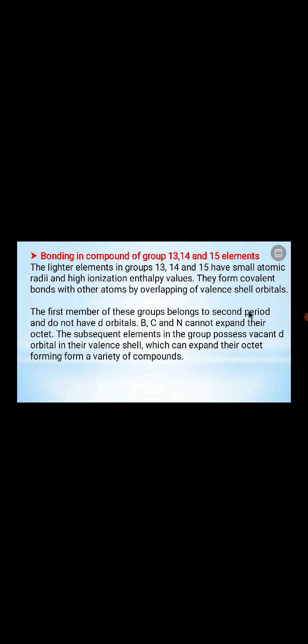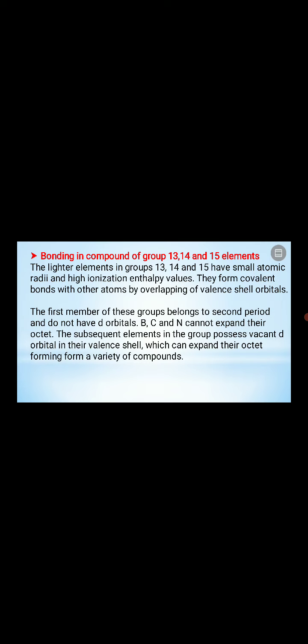Then we saw bonding in compounds of group 13, group 14 and 15 elements. The lighter elements in groups 13, 14 and 15 have small atomic radii and high ionization enthalpy values. They form covalent bonds with other atoms by overlapping of valence shell orbitals.